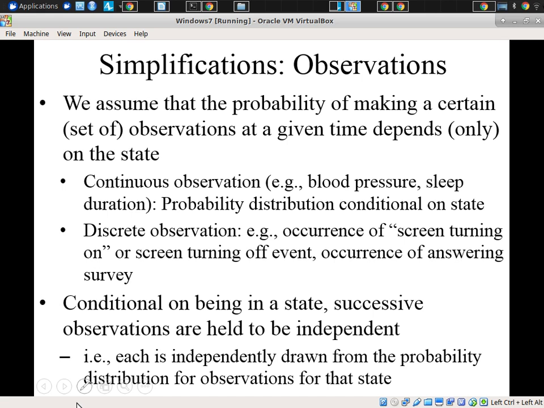Yeah? Yeah, so I understand the memory loss property. Yep. But for example, the screen turning on, I think it does depend on the previous time, like on how long I've been in that state. So suppose I haven't used my phone for 2 hours, it's more likely that I use it. Yeah, so if you want to capture that in a hidden Markov model, the way to do it is to, again, disaggregate the states. You split the states.